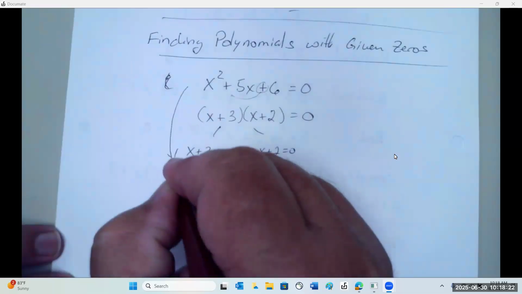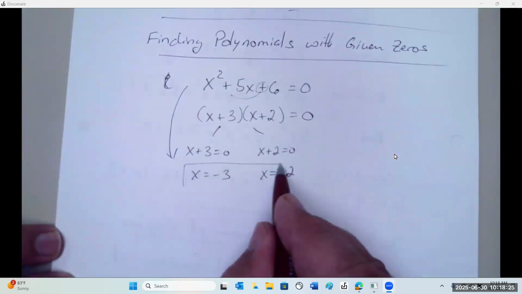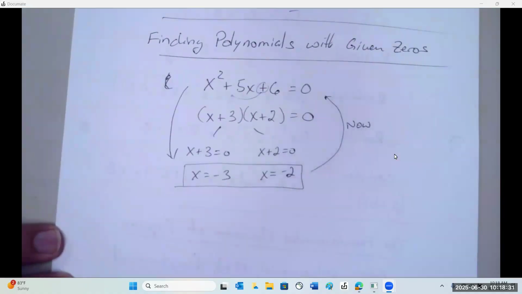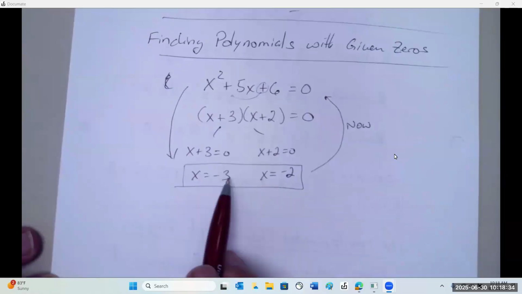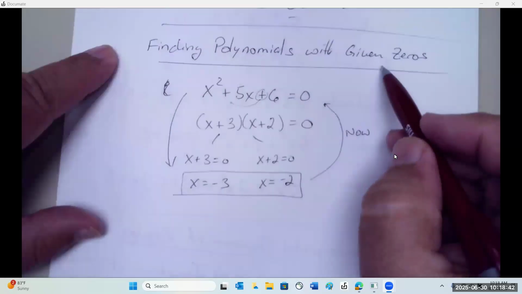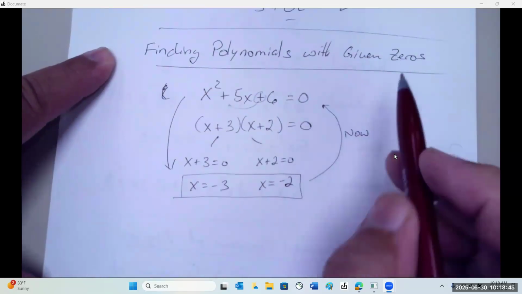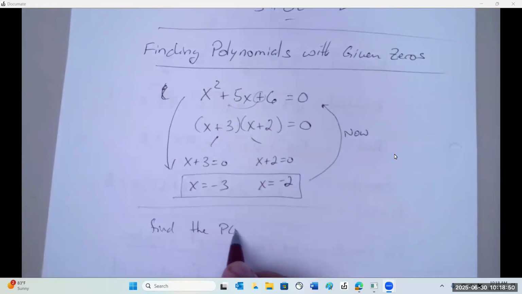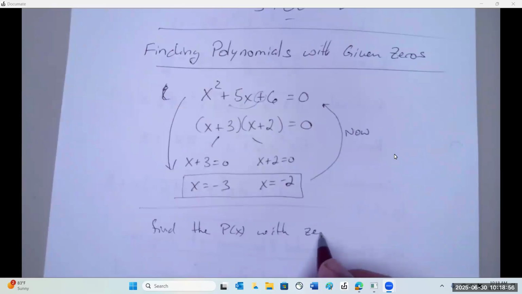We were going from here to here. Now, I'm going to give you this, and you're going to give me this. This is what we're doing now. These are called what? X-intercepts, zeros, solutions, all these names. So if I give you zeros, we're going to find polynomials with given zeros. Find the polynomial p of x with zeros -3 and -2.